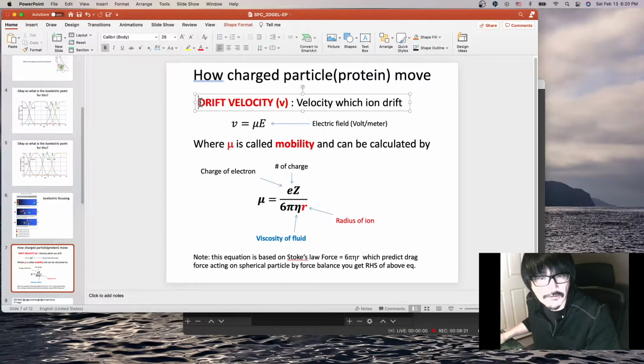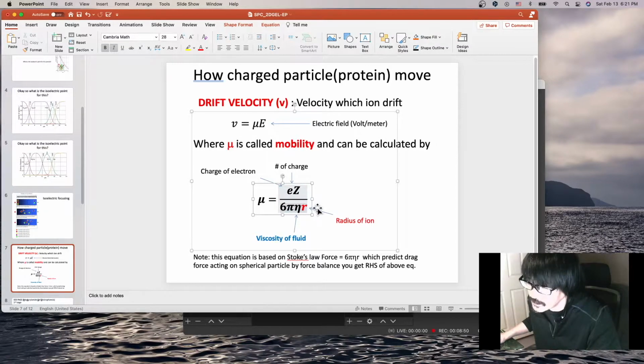Protein drifts with a velocity v, which is called the drift velocity, given by mu times E. E is the electric field, and mu is the mobility constant. The mobility constant can be calculated by this formula right here. You probably have seen this one in lecture 2.0, I think. That's the Stokes equation, right?